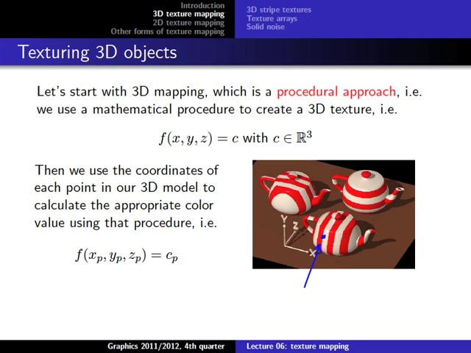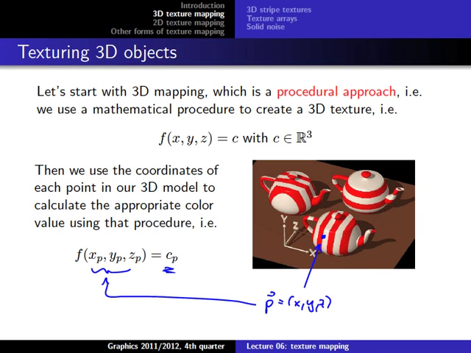So this is our point P, X, Y, Z. And then we take that point, or XP, YP, ZP here, and put it into our function, and then the function gives us a color value. So that's pretty straightforward. We just need a function that allows us to calculate this color value. And that is, of course, the difficult part. So the question is, what kind of functions, what kind of textures, what kind of patterns can we create with these functions, and how would such a function look like?